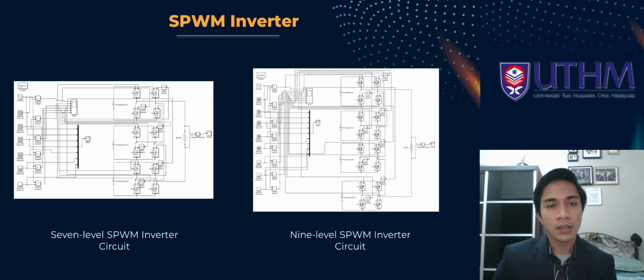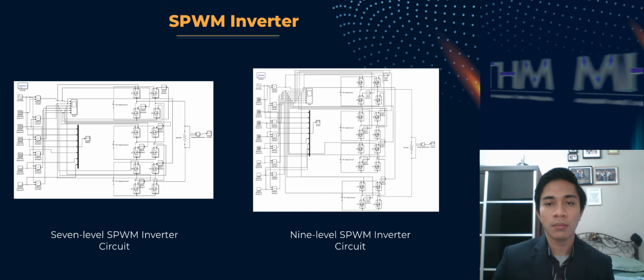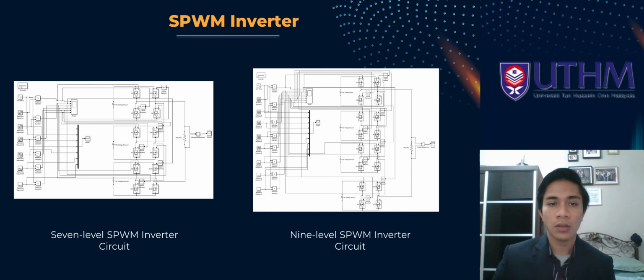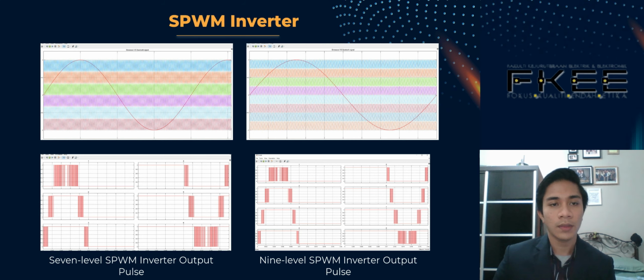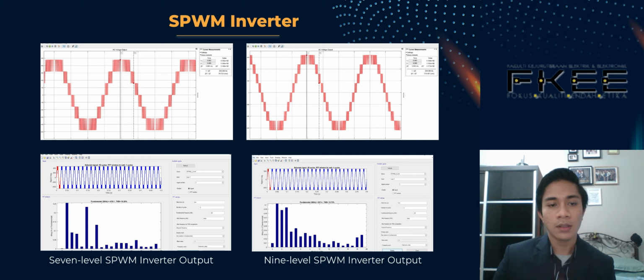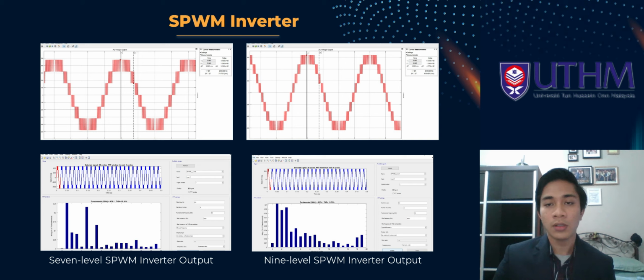Okay, the study is then continued by simulating 7 and 9 level of SPWM inverter. As you can see here, the 7 and 9 level of SPWM inverter requires many more switches and voltage sources. This is the reference and the carrier signal, and the below one is the compared signal. Okay, this is the output waveform of the 7 and 9 level of SPWM inverter. As you can see here, at the 9 level SPWM inverter, the output waveform is closer to a sinusoidal waveform compared to the 3 level of PWM or SPWM inverter.